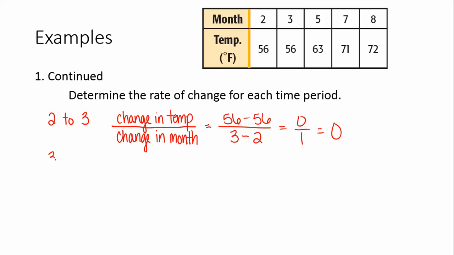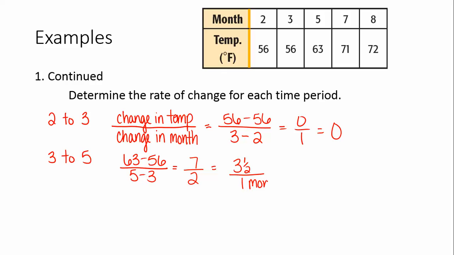Now we need to find the rate of change from 3 to 5. And I'm not going to write this ratio again, so we're going to do 63 minus 56 over 5 minus 3. So 63 minus 56 is 7. 5 minus 3 is 2. So we get 7 over 2. And if we reduce that, or we write it as a mixed fraction, what this is basically saying is the change is 7 degrees for every 2 months. Typically when we're talking about rate of change, we change it to 1 month. So this would be 3.5 degrees per 1 month. And this one was, remember, 0 degrees per month.